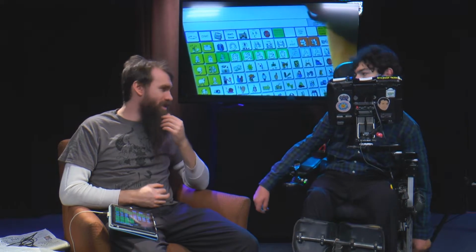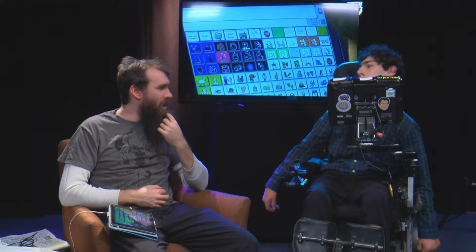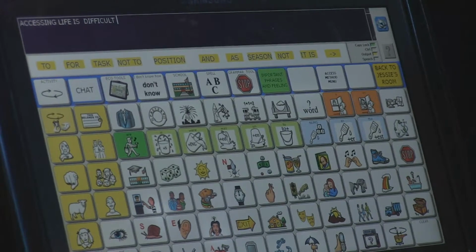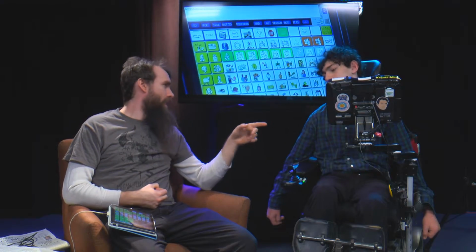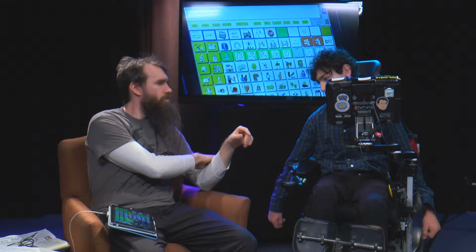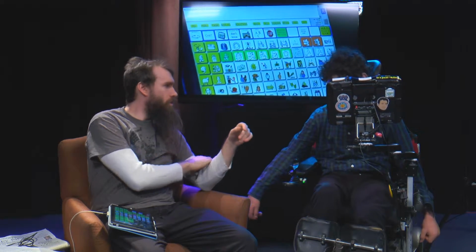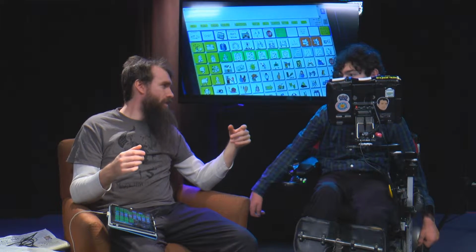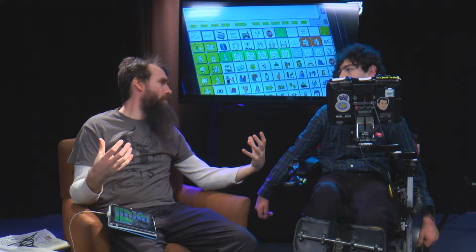What are some benefits or what are some drawbacks to communicating through Minspeak? Is that something you're interested in talking about? Accessing. Accessing could mean a variety of things in this case. So let's see, do you want to elaborate on that thought? Accessing life is difficult. Using this form of communication, it's difficult to do different things in life that other people might find easy.